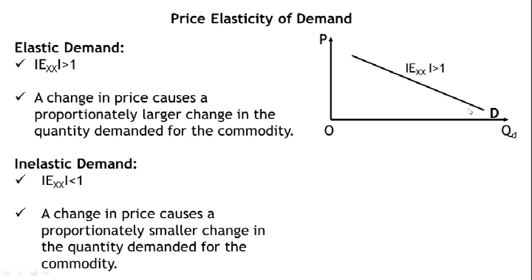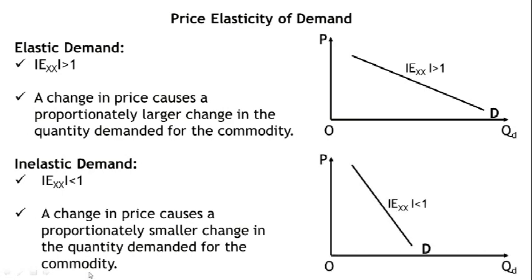The second case is inelastic demand. Demand is inelastic when the price elasticity of demand is less than 1. In this case, the change in price causes a proportionately smaller change in the quantity demanded for the commodity. That is, the percentage change in quantity demanded for the commodity is smaller than the percentage change in price of that commodity. For example, if price falls by 10% for the commodity, its quantity demanded rises by less than 10% when demand is inelastic. For inelastic demand, the demand curve is relatively steep as shown in the figure.